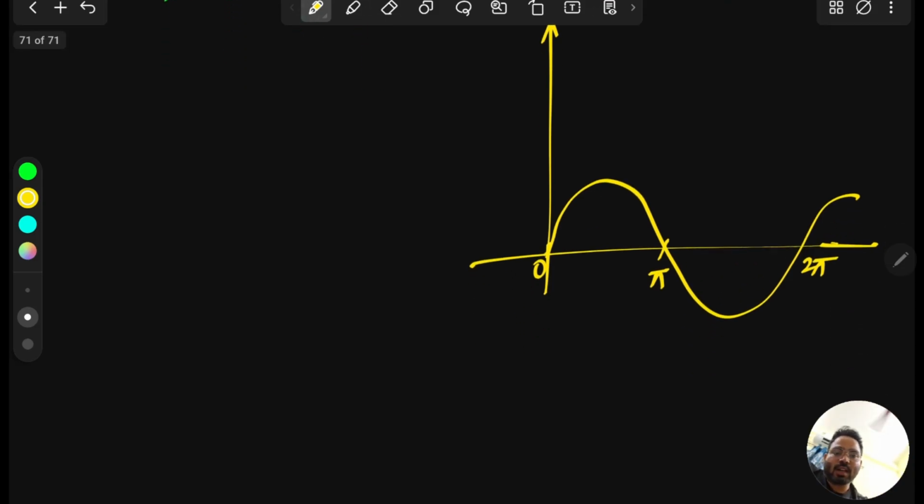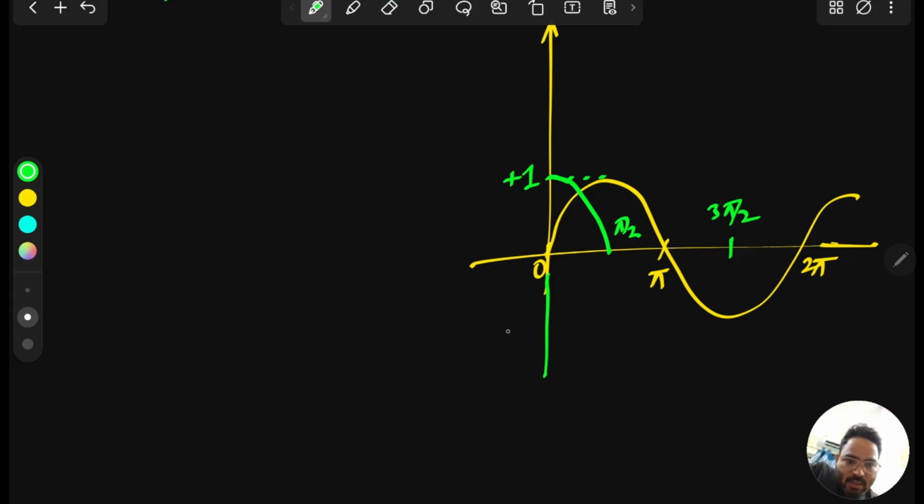Now the graph of cos x starts from 1. At 0, the cos value is 1, and cos is 0 at pi by 2. So this is pi by 2, and after this cos is again 0 at 3 pi by 2. So this is 3 pi by 2, and cos pi is minus 1. So if this is the value plus 1 and this is the value minus 1, then cos pi is minus 1. This is the way you can draw the graph.